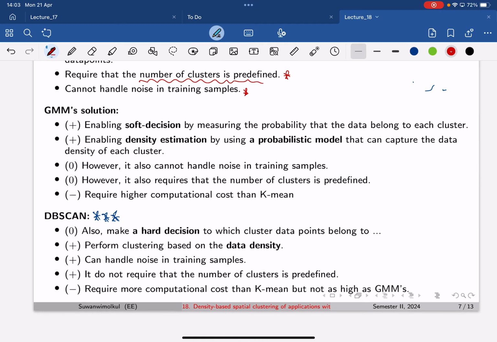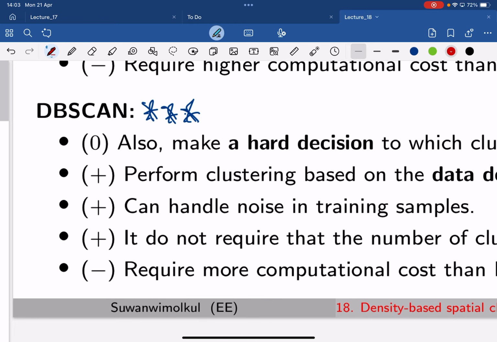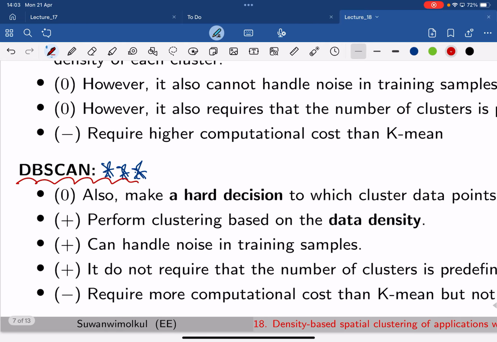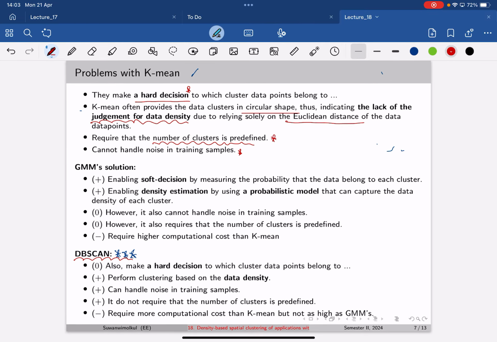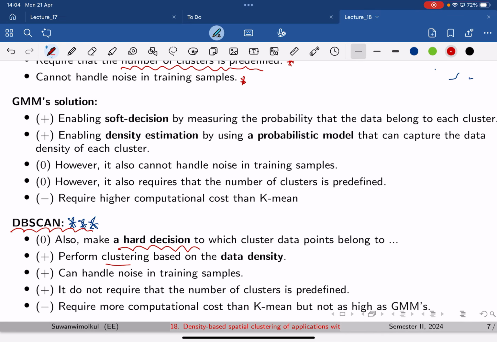And what about these two algorithms that we will learn today? These two algorithms have special features, or maybe special assets, to address those issues in K-mean. For example, let's look at DBSCAN, the algorithm that we will look at today. DBSCAN is very similar to K-mean in the sense that it also makes a hard decision as to which cluster the samples belong to.